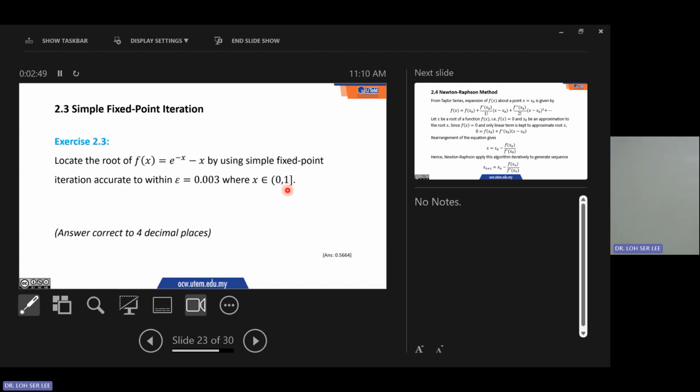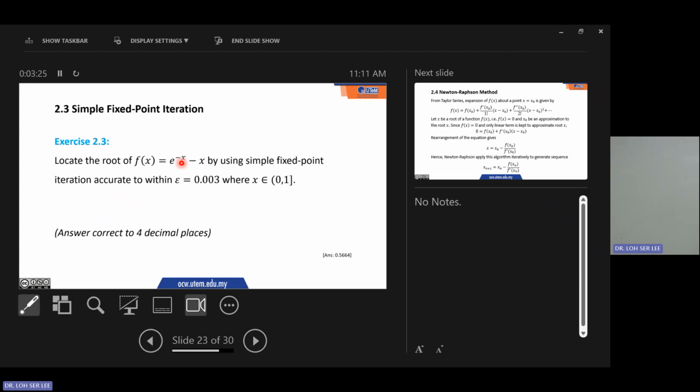Or you can choose 1, which means 1 is included. So you can choose 0.5 or 1. It doesn't matter as long as it lies within this interval. Because of this subset symbol, your x must satisfy this. 0 is not included, but 1 is included.